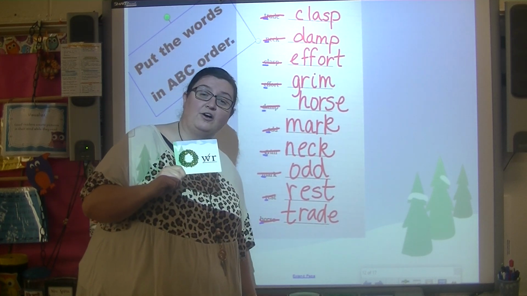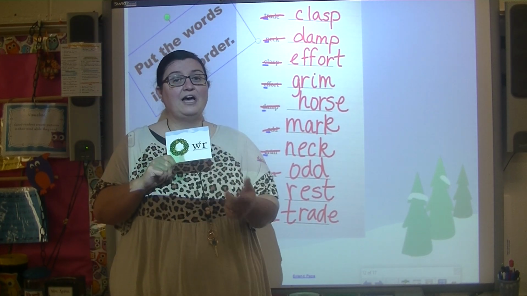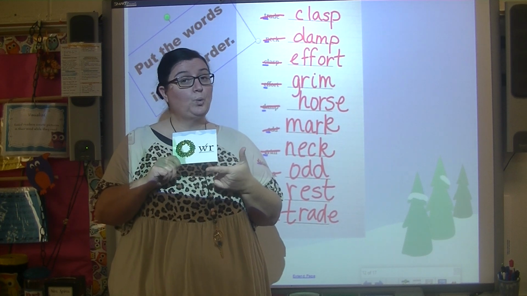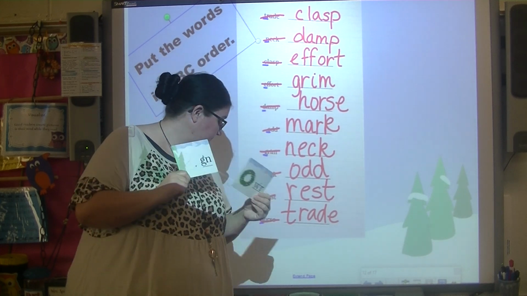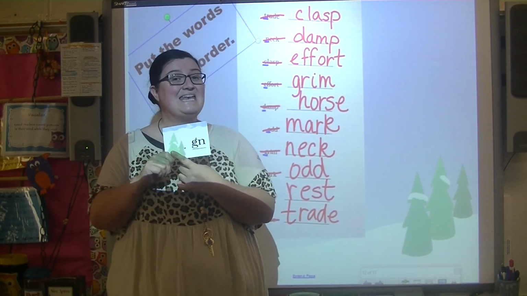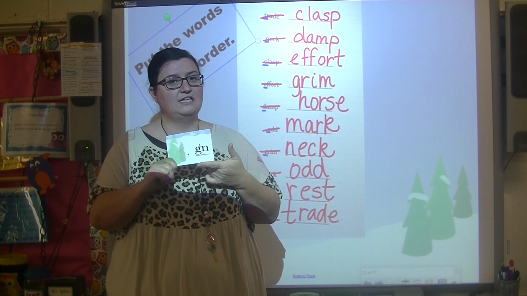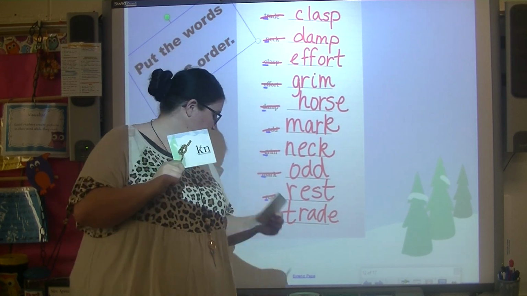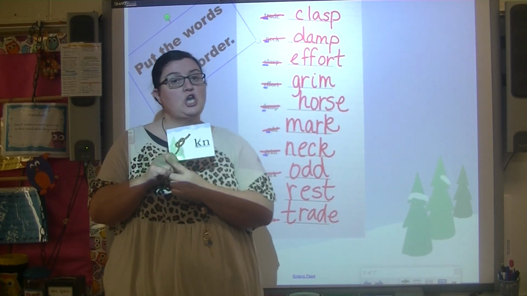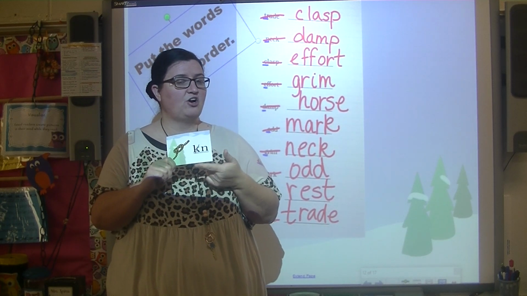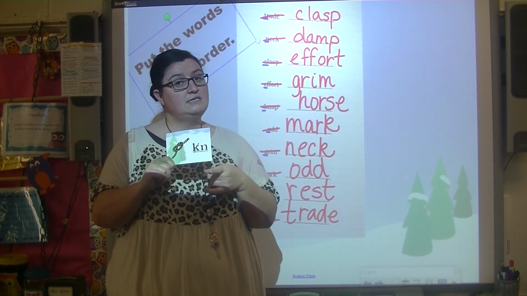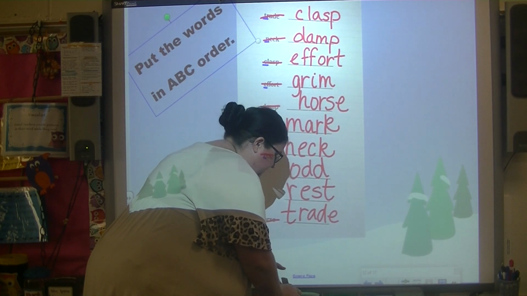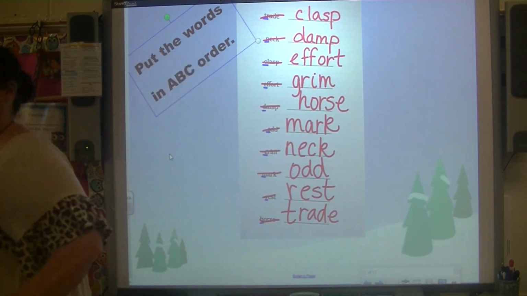In our ghost letter digraphs. Wreath, ghost letter digraph, WR. Gnat, ghost letter digraph GN. Knot, ghost letter digraph KN. All right, let's go over our sounds.